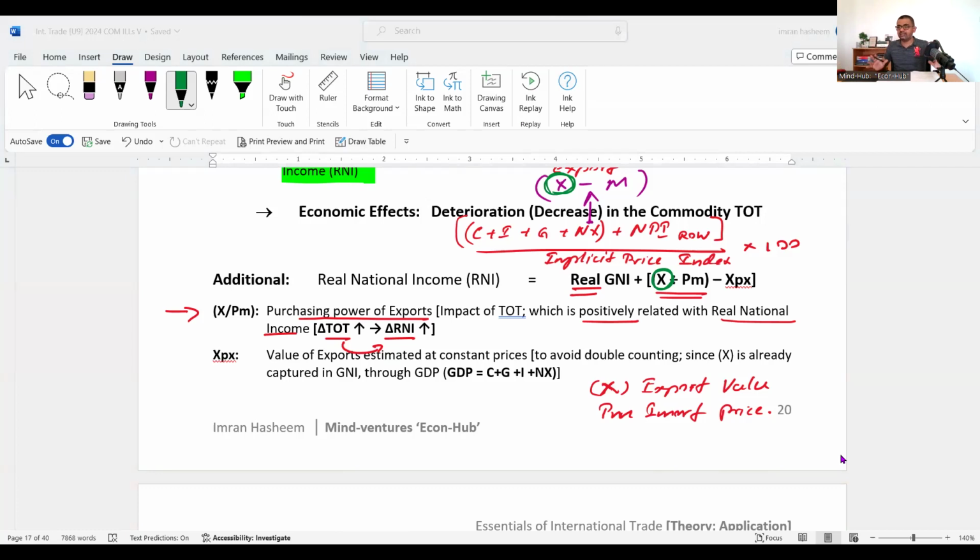Right. The only thing that has to go into your mind with this concept is terms of trade has a direct relationship with a concept called real national income. Terms of trade appreciates, real national income increases. Terms of trade depreciates, real national income decreases.